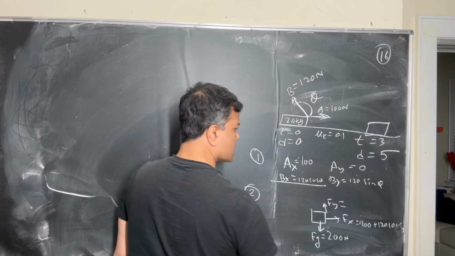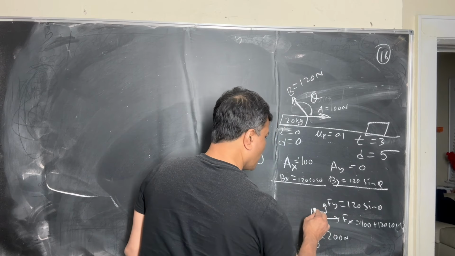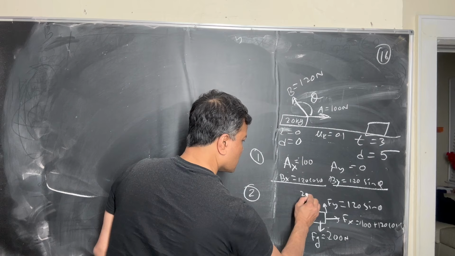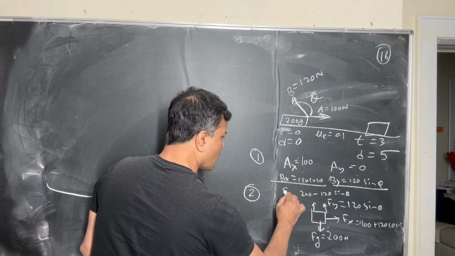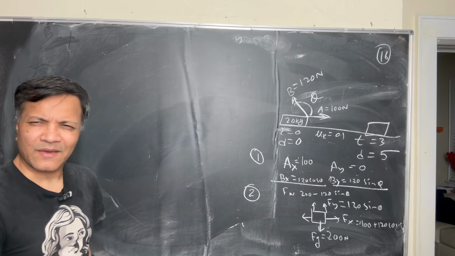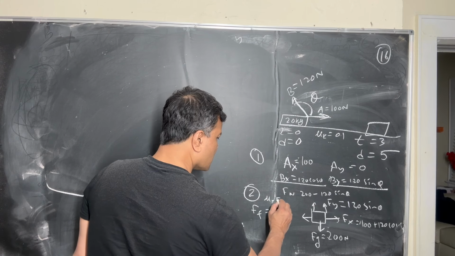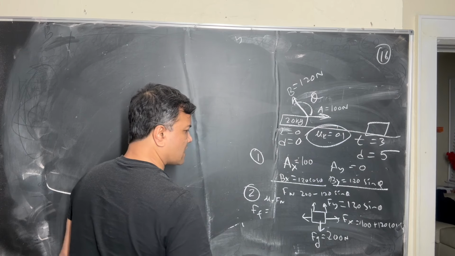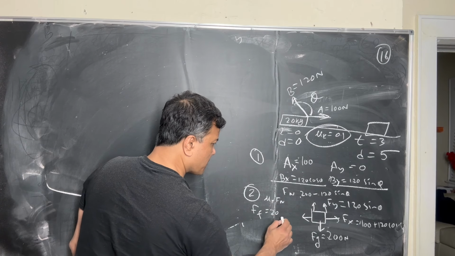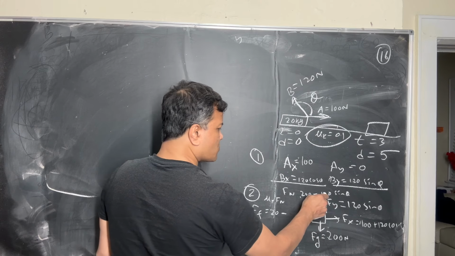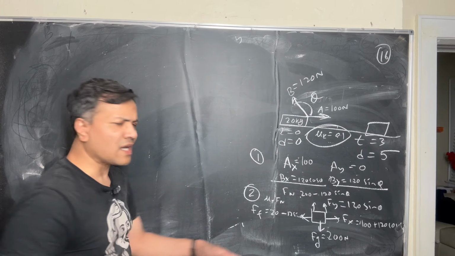Fy is, you want to add them up: 120 sine theta. Normal force is 200 minus 120 sine theta. Don't forget to call it normal force. Friction force is mu k Fn, and mu k is 0.1. Fn is this one, so 200 times 0.1 is 20, minus 120 times 0.1, which is 12 sine theta. You're done with the free body diagram.